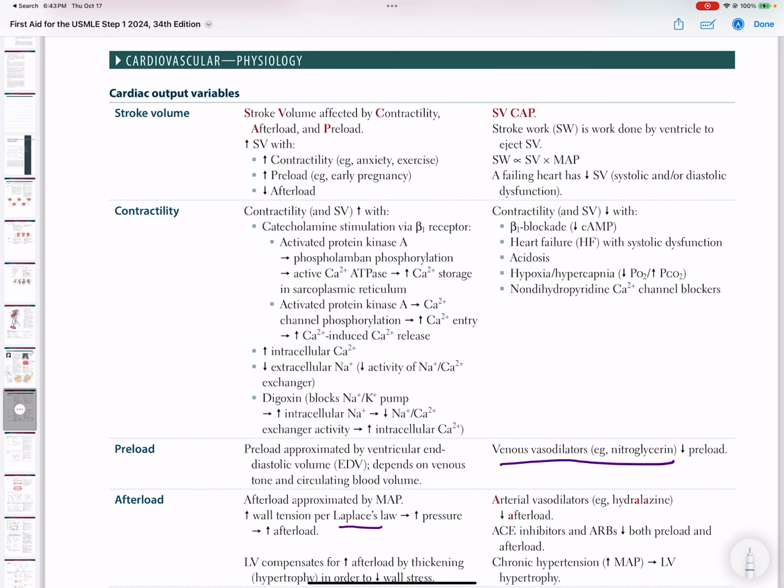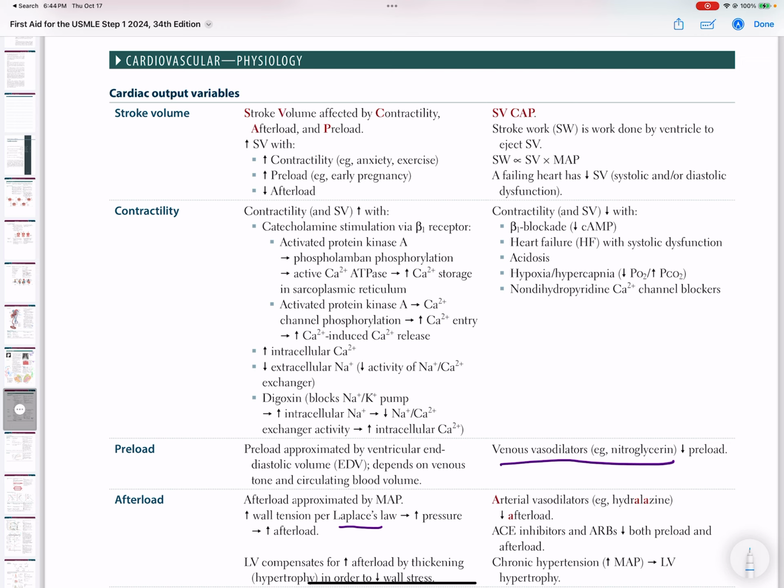So there are a few things. Tip your cap to your ventricle. CAP is contractility, afterload, and preload. So stroke volume is affected by contractility, afterload, and preload. It is increased with increased contractility, increased preload, and decreased afterload. What is contractility? Ability to contract, or the force. Preload is the load that comes before, that they have to pump, so it increases in early pregnancy and stuff.